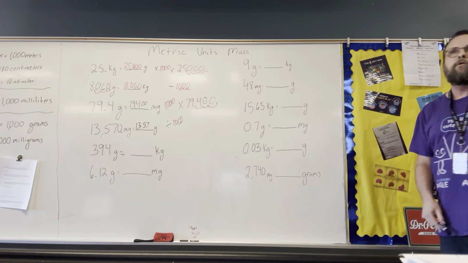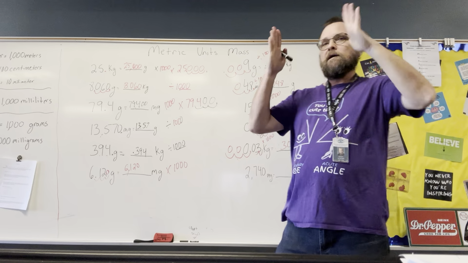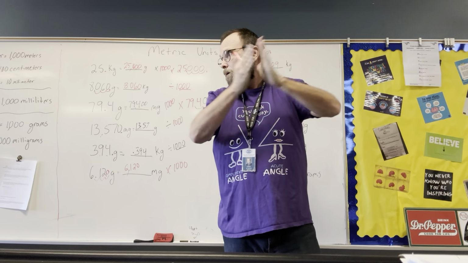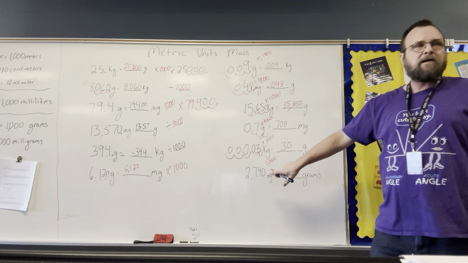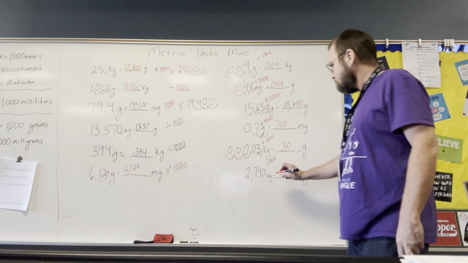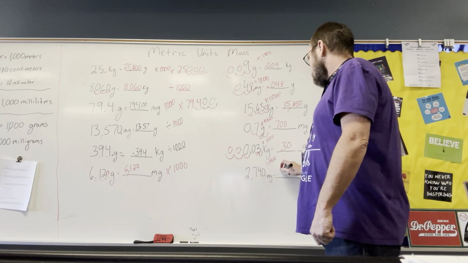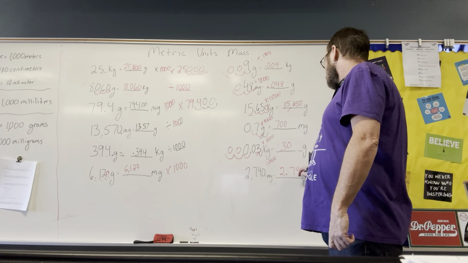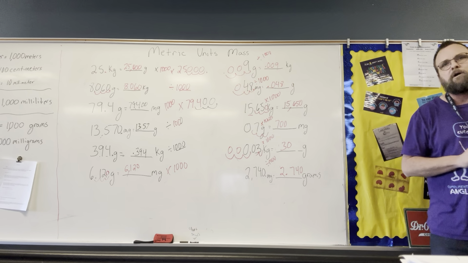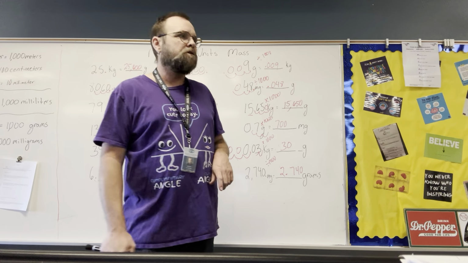Allie, 2,740 milligrams, changing to grams. Are we going to multiply or divide? Divide. Milligrams smaller, grams bigger. All right, so we're going to divide by 1,000. The ones place has a 0 in it, so that's where the decimal point is behind it. We're moving it 3 places to the left. So I'm going to have 2 and 740 thousandths, or 2 and 74 hundredths. Questions on this?